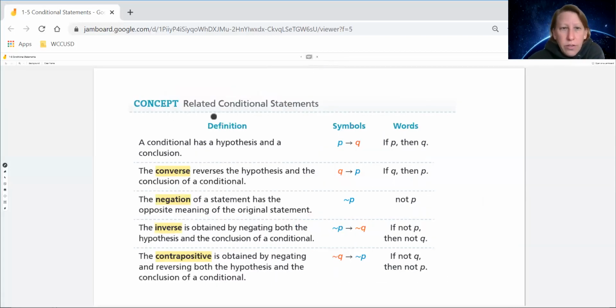All right, another thing we can do with conditional statements is we can flip them around. So instead of having the hypothesis first, we can switch it with the conclusion. The original conditional has the hypothesis and the conclusion. Something called the converse reverses the hypothesis and the conclusion. It puts the conclusion first and then the hypothesis. There are other ways to move conditional statements around, but we're just going to focus on the converse.